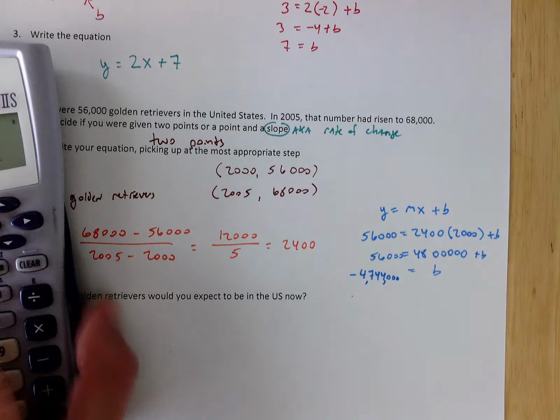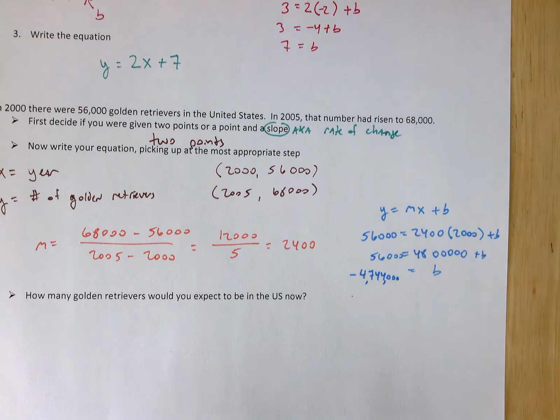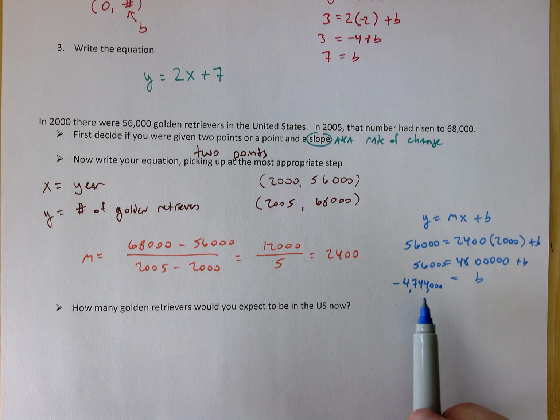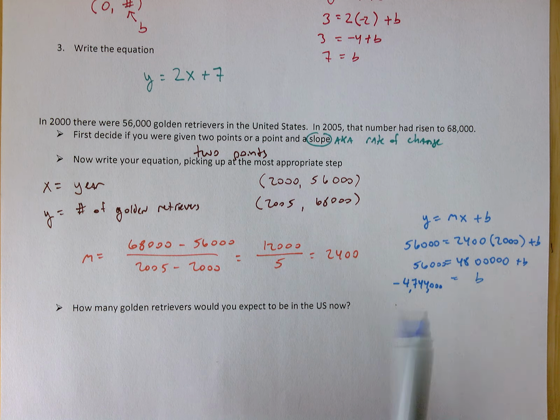Okay, so let's stop and take a look at that and see if that makes sense. So what this is telling me is that this is an estimation for the year 0, right? So from the year 2000 all the way back to the year 0, they're estimating that this is how many golden retrievers there were. Okay, so two things to make note of here.